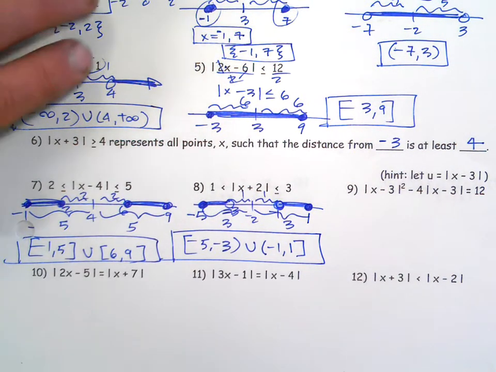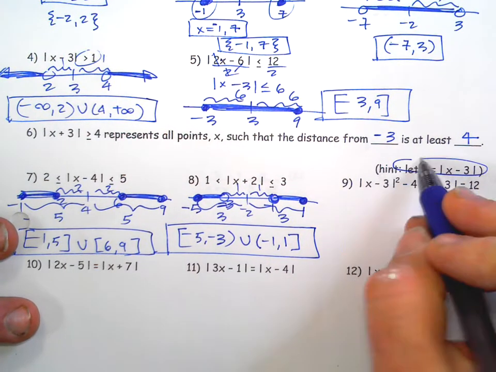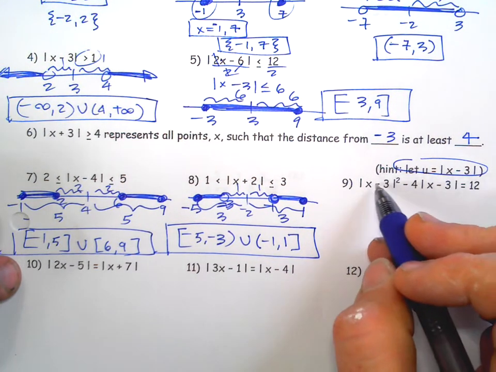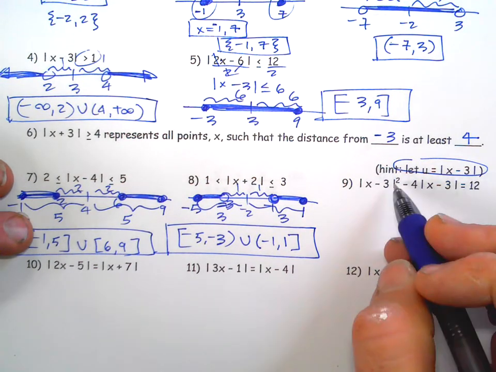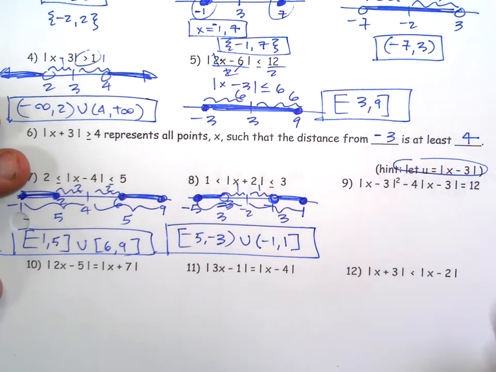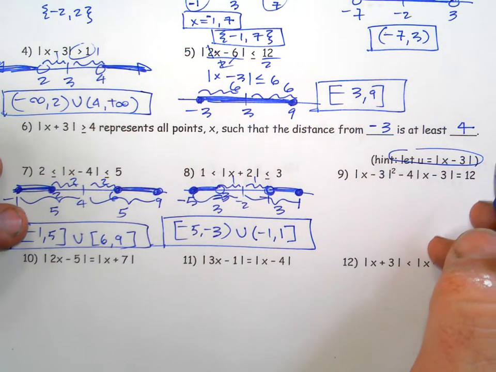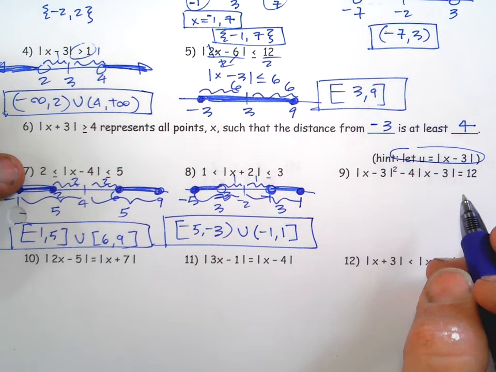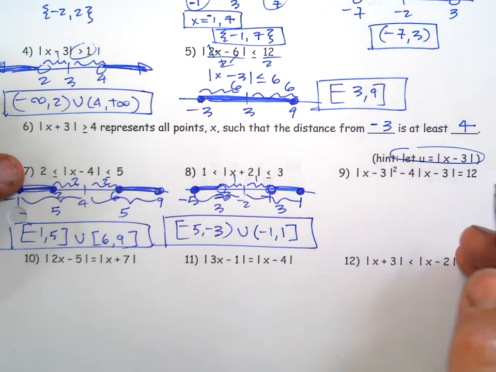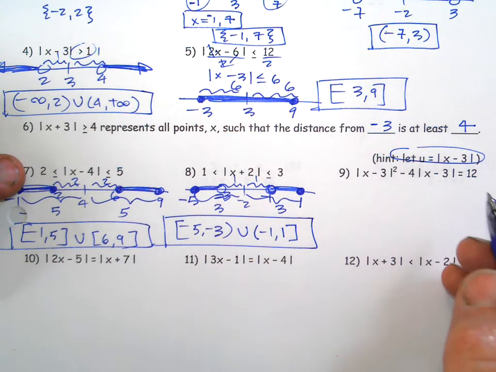Okay, number 9, something a little tricky, but I give you a hint. I say, hey, you know what? The point here is to kind of realize that this is sort of like a quadratic, even though it's kind of crazy. But this is an idea we're going to use in a lot of different situations this year in calculus: making something complicated look simpler at first, solving the simpler problem, and then getting back to what it originally was.